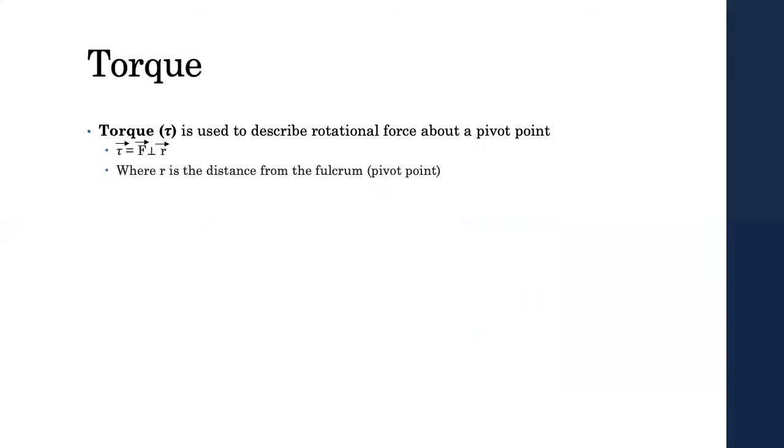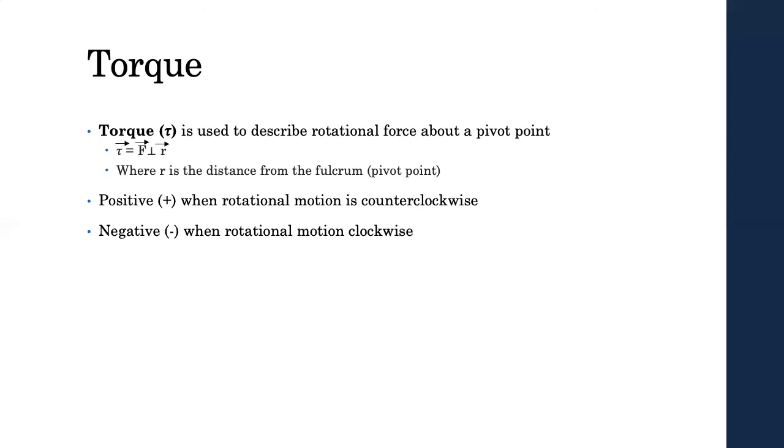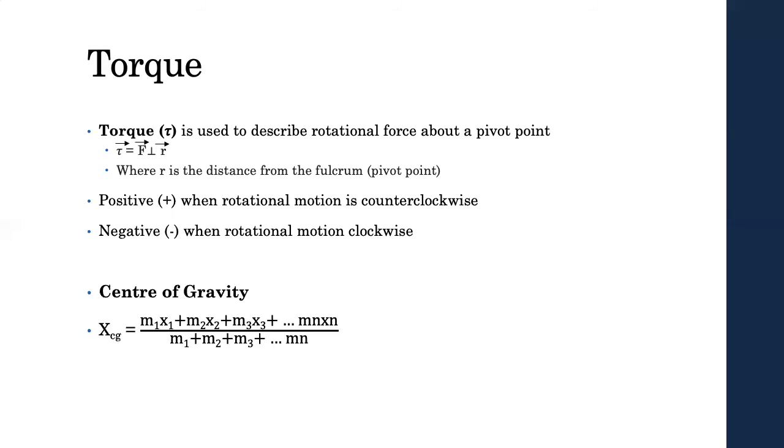Okay, let's talk torque then. Torque, symbol tau, is the Greek letter used to represent torque. It's equal to the perpendicular force applied to an object multiplied by the distance from the fulcrum, which is the pivot point. Torque is pure memorization. Torque is positive when rotational motion is counterclockwise. It's negative when it's clockwise. And that's just convention by default.